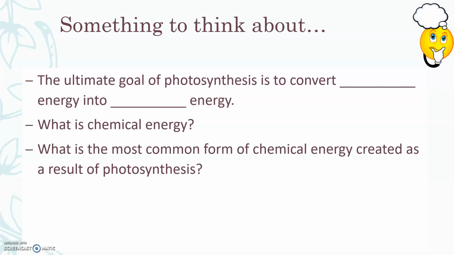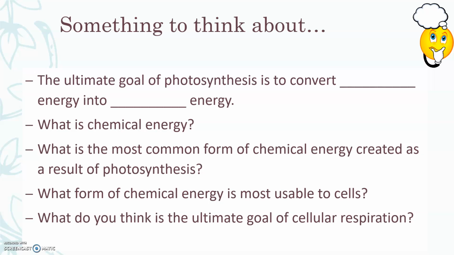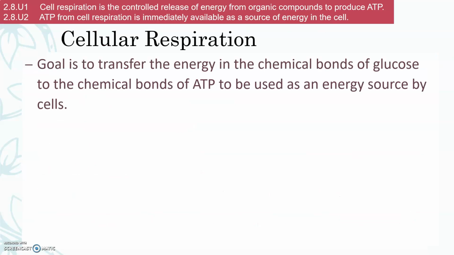The most common form of chemical energy generated from photosynthesis is generally glucose or G3P molecules, which are then used to make glucose. But this is not the most common form or most usable form of chemical energy for cells, which we should know already at this point is ATP. So therefore, the ultimate goal of cellular respiration is going to be to convert the energy that's stored in the chemical bonds of glucose to chemical bonds of ATP, so that it is a more readily usable source of energy for cells.